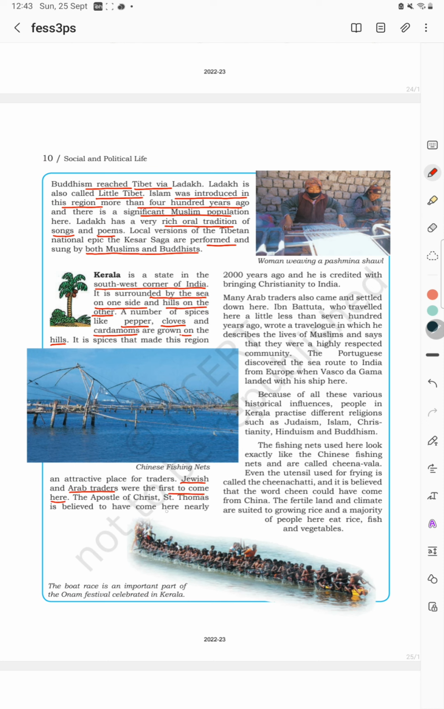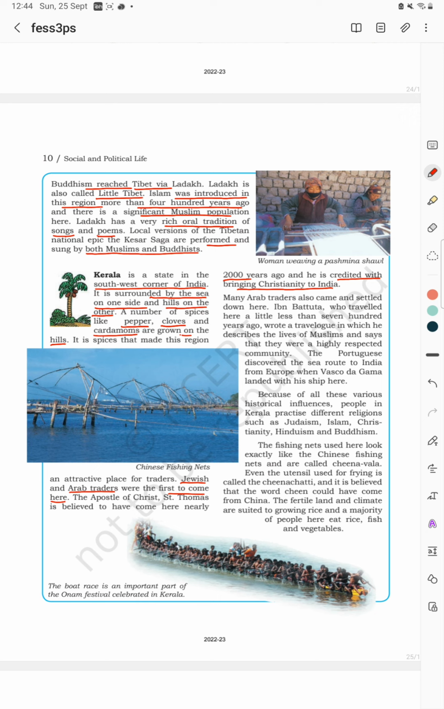The apostle of Christ, Saint Thomas, is believed to have come here nearly 2000 years ago and is credited with bringing Christianity to India. So Kerala is number one. It is famous for the cultivation of spices, surrounded by sea on one side and hills on the other side. And here Jewish traders came first for trading purposes, and Christianity was brought to India by Saint Thomas, who is believed to have come to Kerala 2000 years ago.